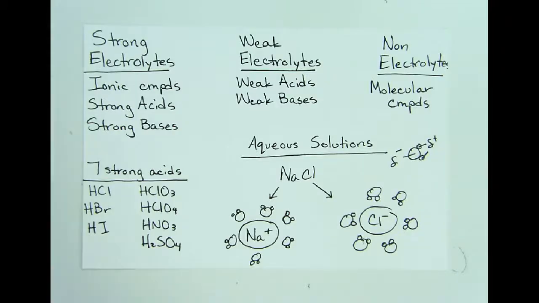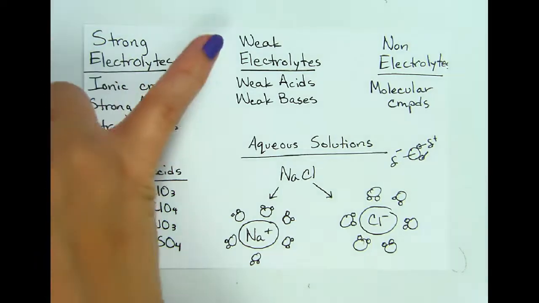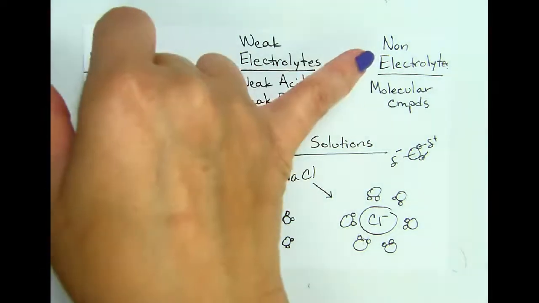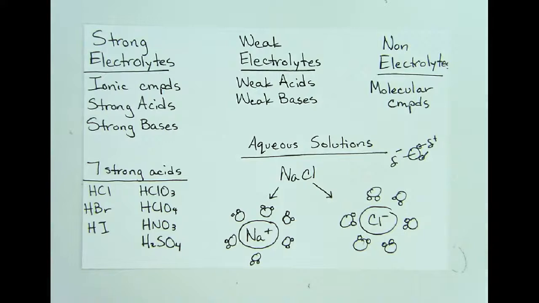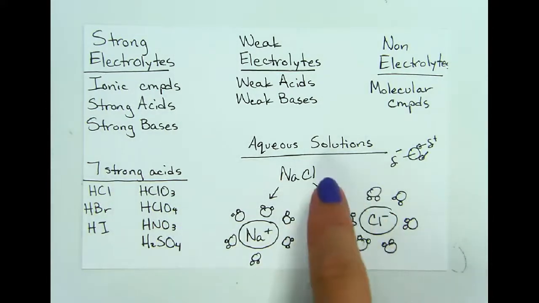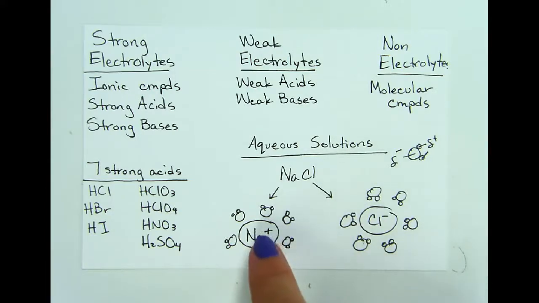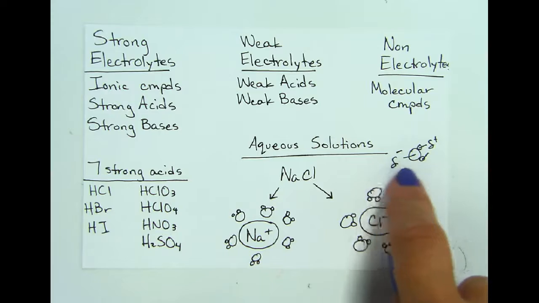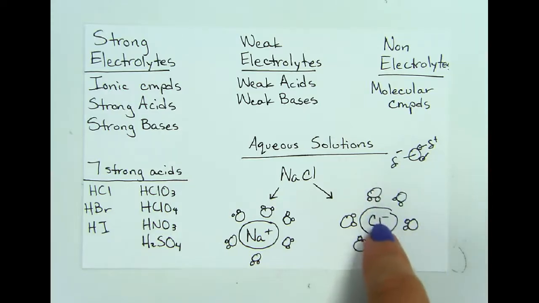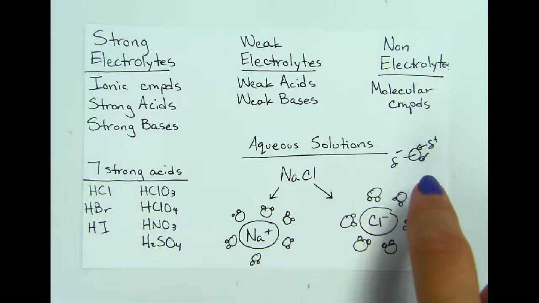Here's your note card for this section. If you have a strong electrolyte, then it's going to be an ionic compound, a strong acid, or a strong base. If it's a weak electrolyte, it's a weak acid or weak base, and a non-electrolyte is going to be a molecular compound. The 7 strong acids are here, and if you have an aqueous solution, understand that it's going to dissolve into its ions, and if it's a positive ion, it'll be surrounded by the oxygen or the partial negative part of the water molecule, and if it's a negative ion, it'll be surrounded by the hydrogens or the partial positive charge of the molecule.